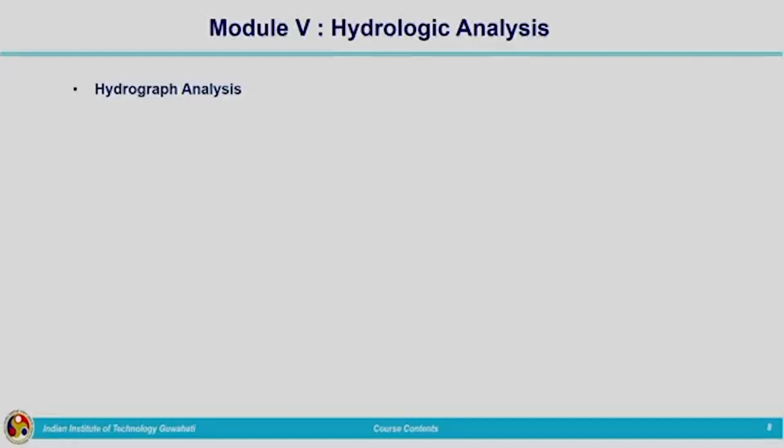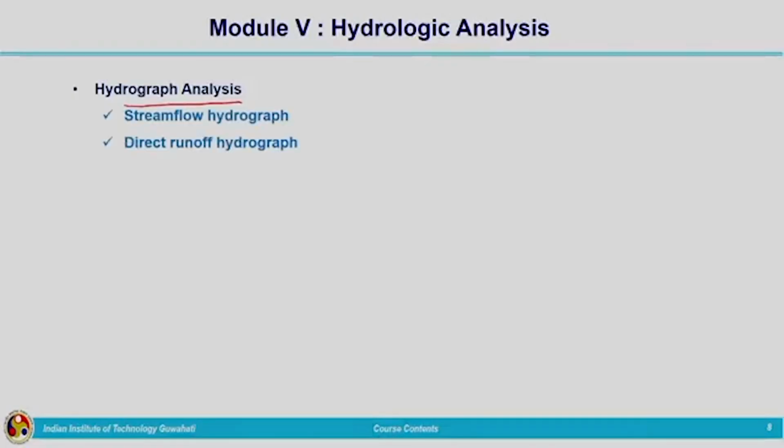So, within this hydrologic analysis, mainly we are dealing with hydrograph analysis. First you need to understand what is meant by hydrograph. A hydrograph is a graphical representation of flow. I have already told you about runoff, stream flow, and different terminologies related to surface water. So, that flow, when it is plotted against time, is termed a hydrograph. Different types of hydrographs are available, such as stream flow hydrograph, direct runoff hydrograph, unit hydrograph and instantaneous unit hydrograph.